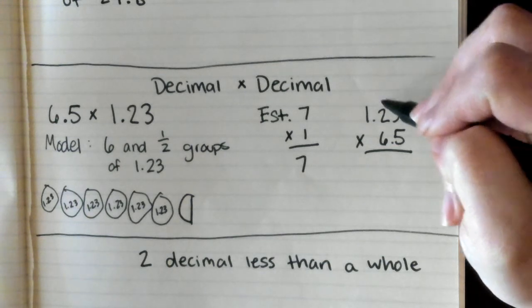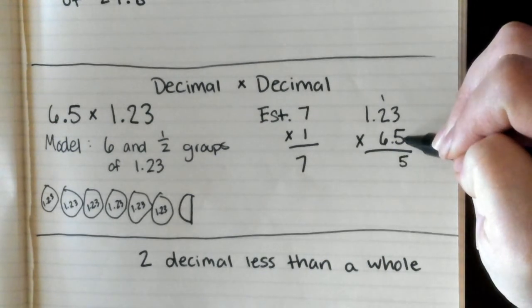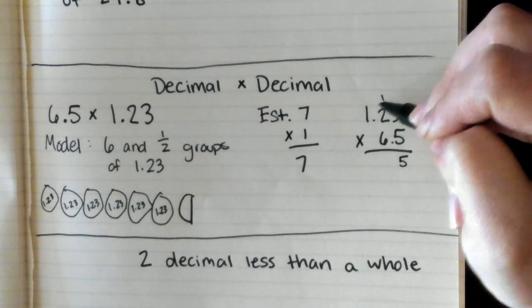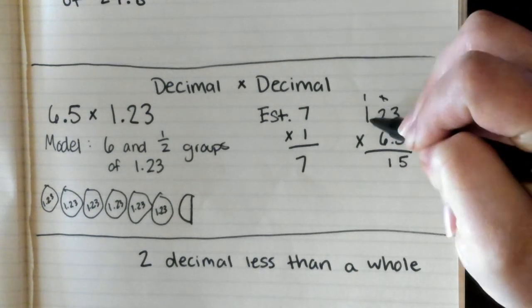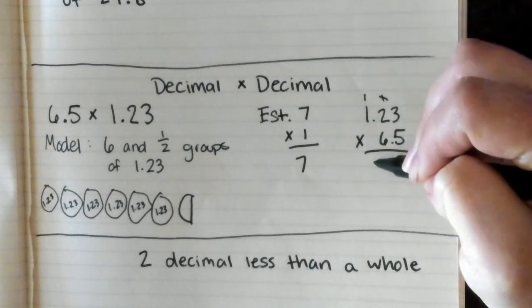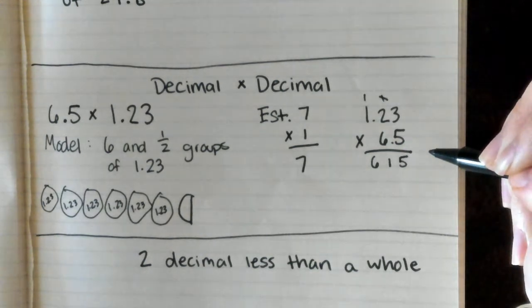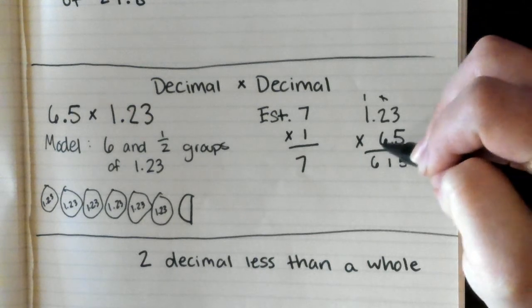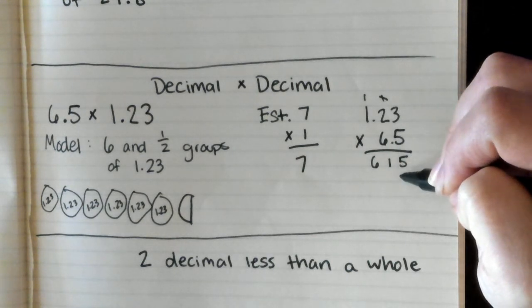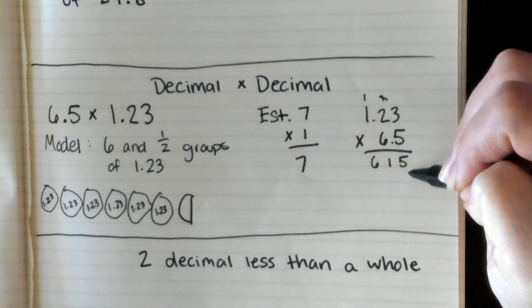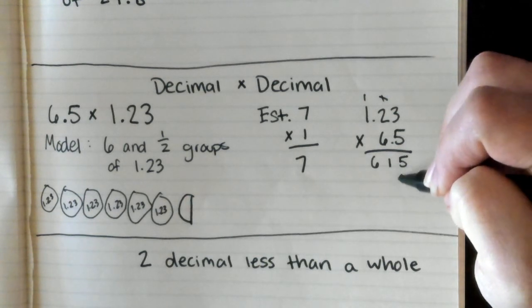5 times 3 is 15. 5 times 2 is 10, plus 1 is 11. Mark that one. 5 times 1 is 5, plus 1 is 6. Got the first row done. But see, this has 2 digits on bottom, so I'm not done yet. I need to put, what's the most important thing that goes here when I move to the second row? A placeholder.